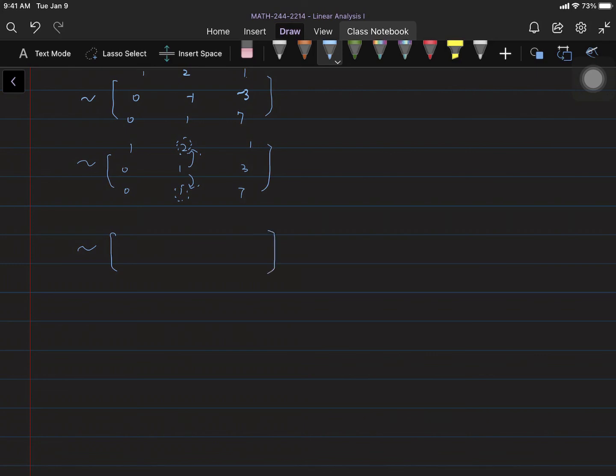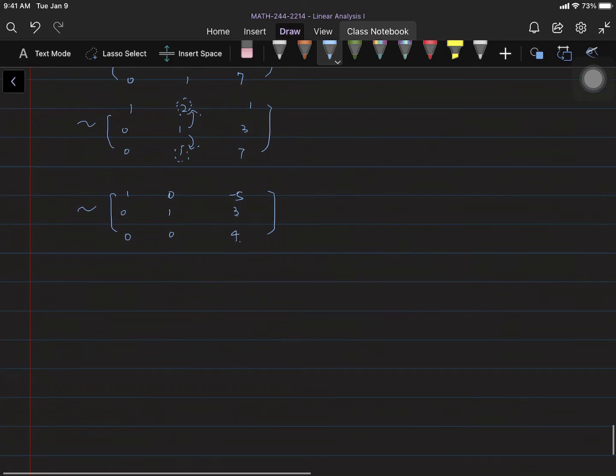So row 2 times -2 added to row 1. 0 times -2, -6 added there, -5. 0 and 0, this times -1, right? So it should be 4 here. The second column is okay, but we don't have a leading one in the last row. Because it's 0, 0, 4, we can just divide by 4. So 0, 0, 1.